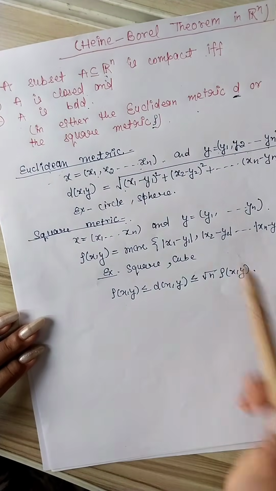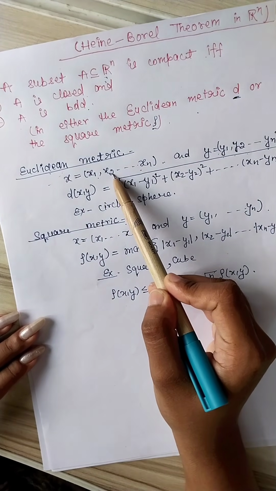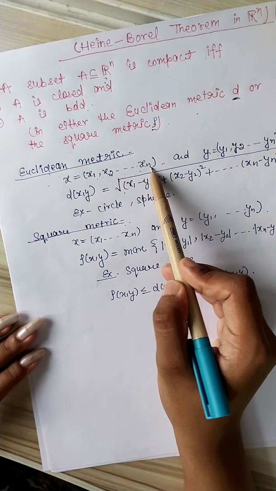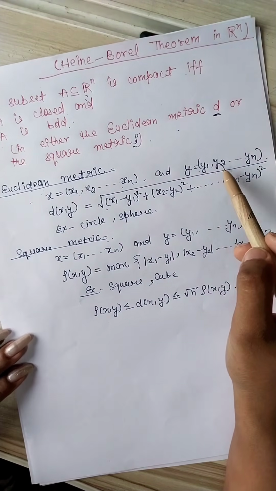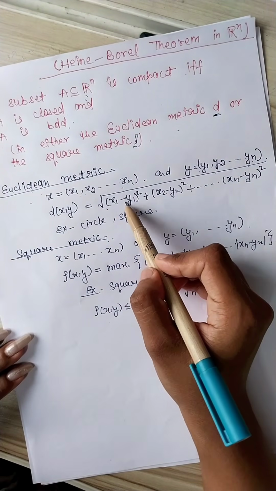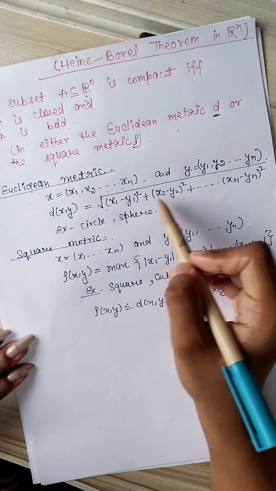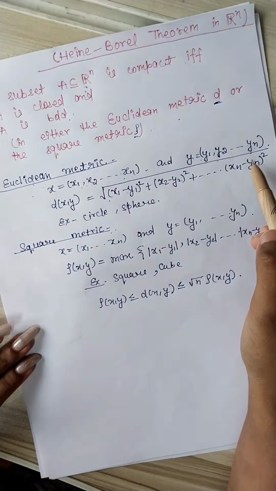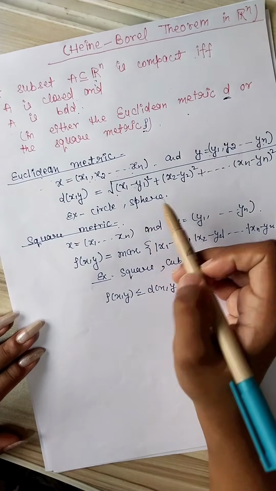A Euclidean metric is the usual distance formula. For 2 points x = (x1, x2, ..., xn) and y = (y1, y2, ..., yn), d(x,y) is the square root of (x1 minus y1) whole square up to (xn minus yn) whole square. Example: circle and sphere.